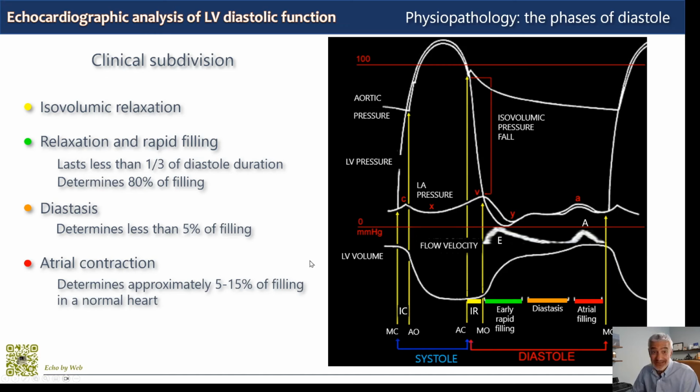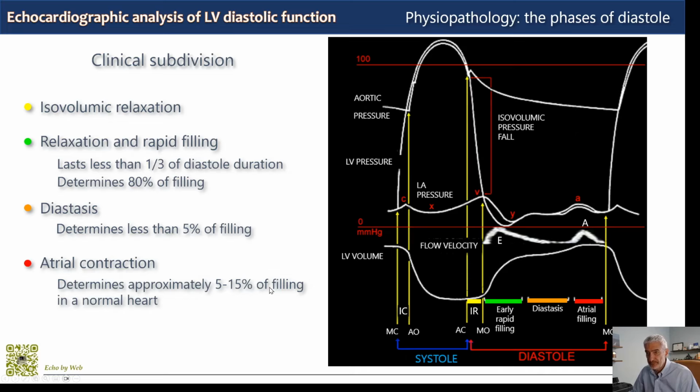So it is evident that in a healthy, normal heart, the majority of LV filling, up to 80% or more, occurs during the first third of diastole, during LV relaxation. Atrial contraction in a normal heart contributes 5-15% of filling, and usually the more bradycardic the heart, the less the filling.